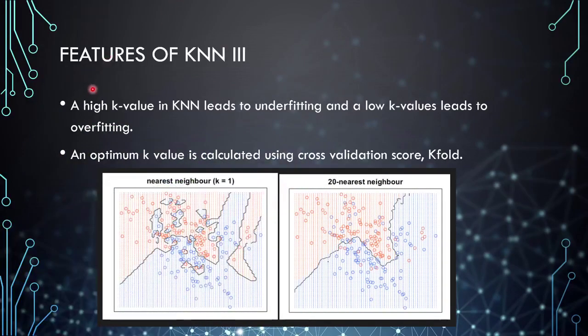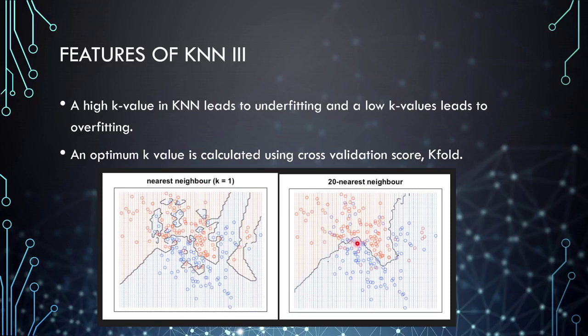So another feature of KNN is that a high value of K in the KNN algorithm leads to underfitting, and a low value leads to overfitting. This is quite intuitive, because if we take K equals 1, it means we are seeing only one neighbor, and whatever class it belongs to, we will take account of that. So it will lead to overfitting, but to prevent overfitting, we can just take K equals 5 or 6.